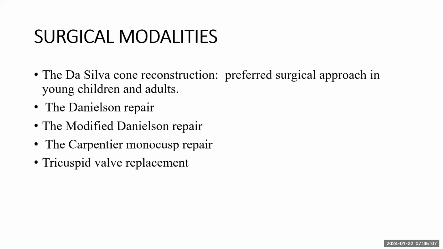So these are the different surgical modalities that can be used. There is the Da Silva cone reconstruction, which from the literature I've looked at, seems to be the preferred surgical option in young children and adults. Then there's also the Danielson repair, the modified Danielson repair, the Carpentier monocuspid repair, and tricuspid valve replacement.